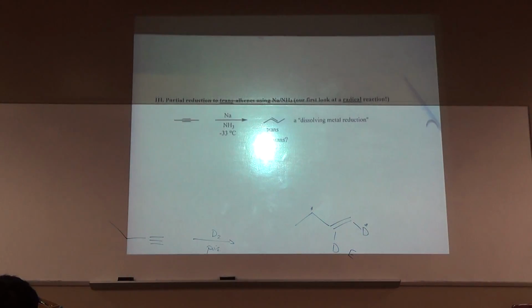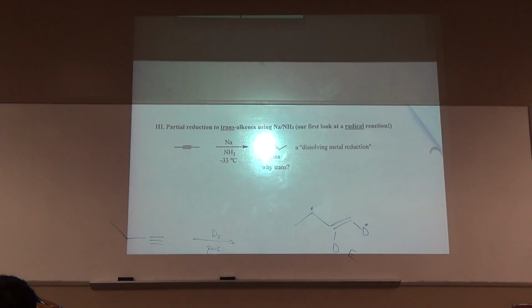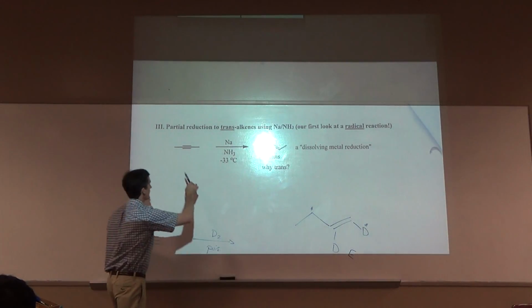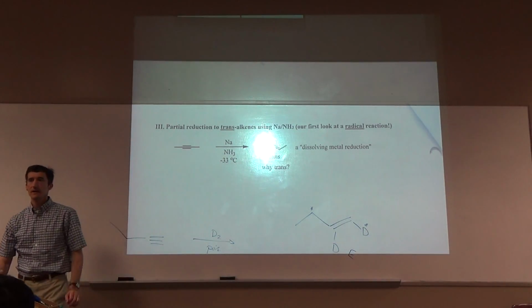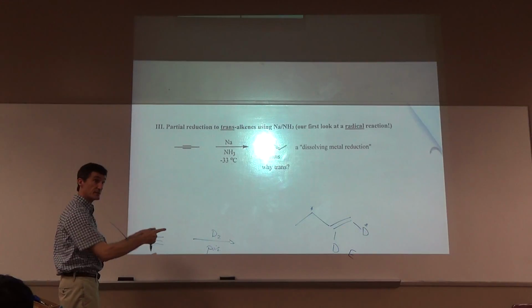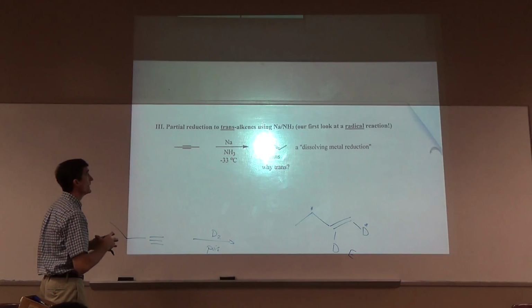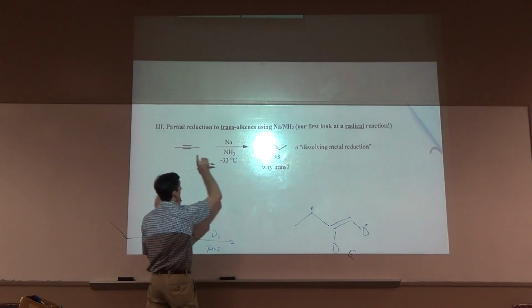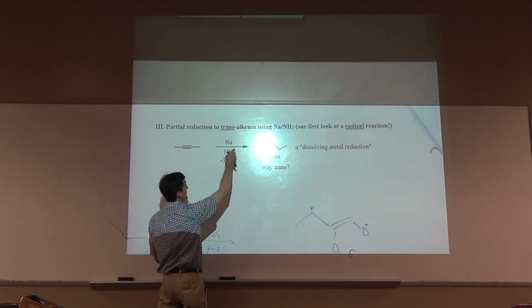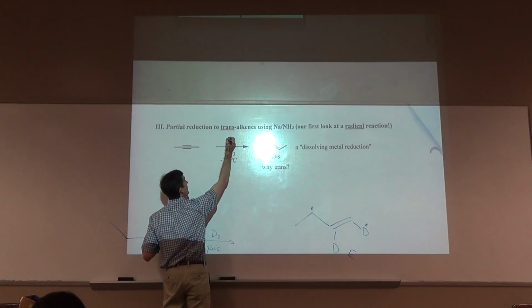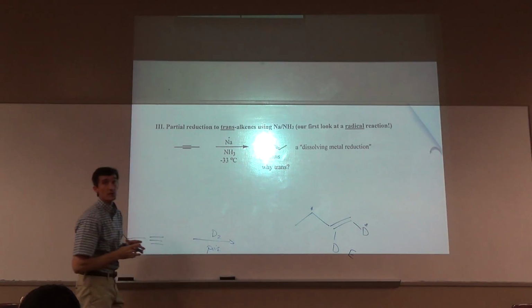Okay, so we know how to make a cis alkene. What about a trans alkene? Can we make trans from the alkyne? You can do it, but not by using hydrogen, because when you use hydrogen, the H's come from the same side. That gives cis, right? Trans alkenes can be made from alkynes by this method, using sodium metal and liquid ammonia.